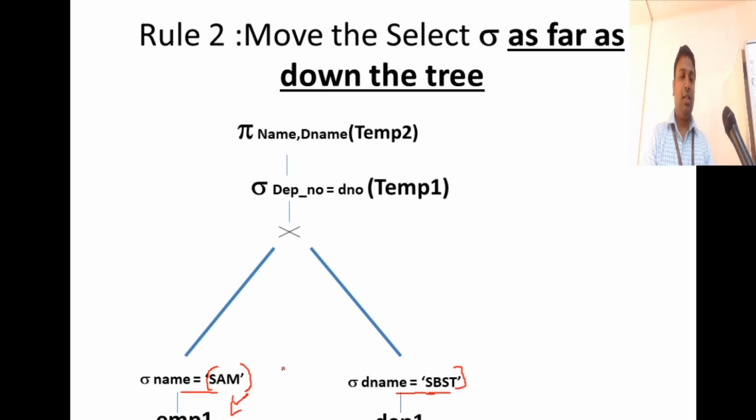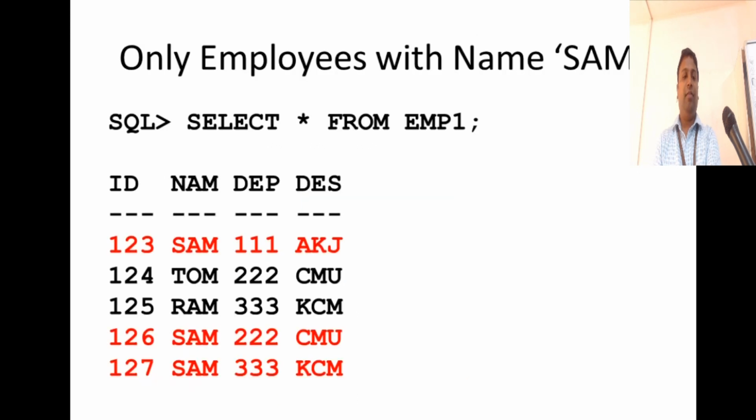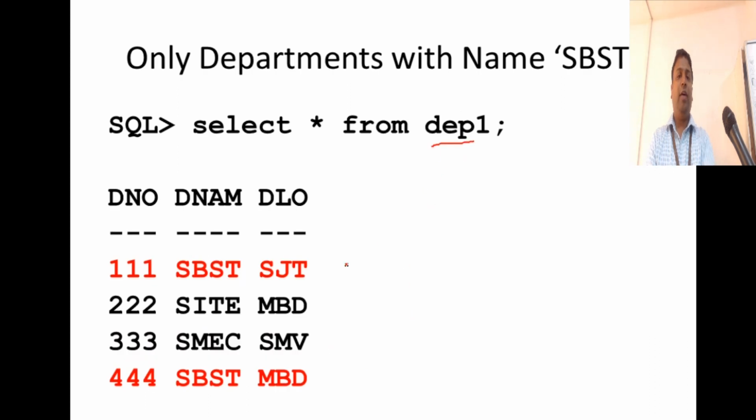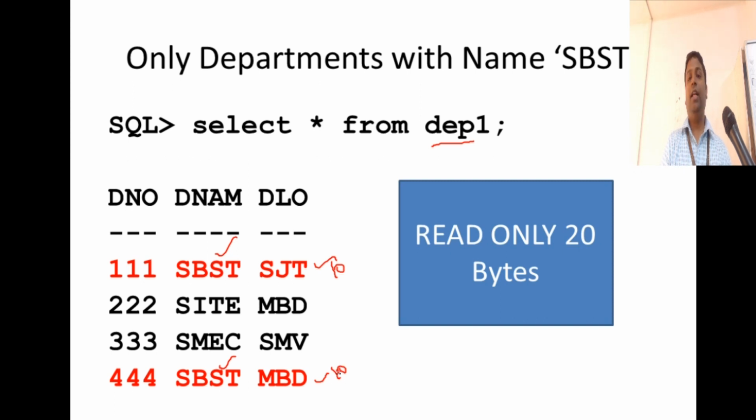So what we can do now is, since we are filtering it out here, there can be a variation in what we are going to read. Earlier we read all the 5 records, now we are going to read only 3 records. Each record is of size 12 bytes from the employee table. So you are going to read 36 bytes from the employee table. Earlier we were reading 60 bytes, now it's 36 bytes. Likewise, in the department table, we are worried only about department name SPST, so we'll read only 2 records from the disk and it is 10 bytes each, so we'll limit our read to 20 bytes. Earlier it was 40 bytes.